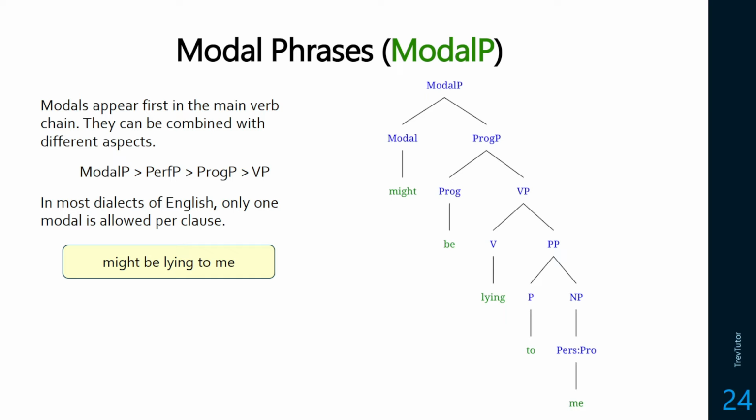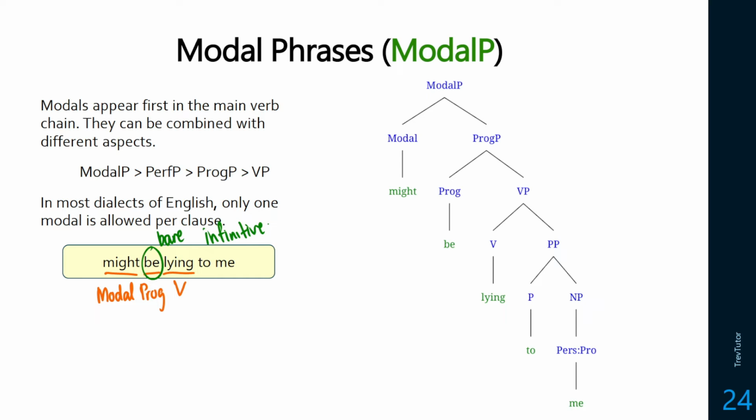So here's might be lying to me. So the main verb here is lying. Be is a progressive that's giving the ing to lying, and might is a modal. It's giving some probability or possibility here, and it doesn't give anything to the next word in line. So this is just be. It's just in what's called its bare form, or you might even see this as its infinitive form.